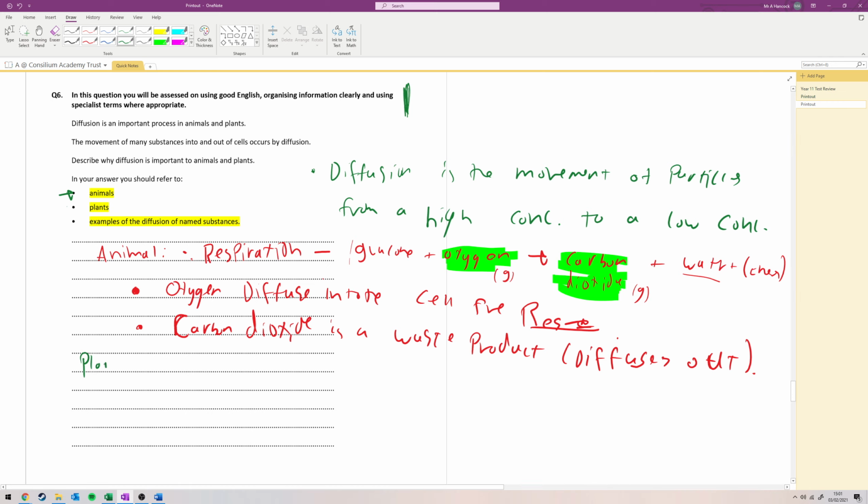Right, let's talk about plants now. Plant. Well, plants do both, actually. Plants do respiration and photosynthesis. But I've already talked about respiration. So in the aspect of not writing all day, I'm going to just talk about photosynthesis.